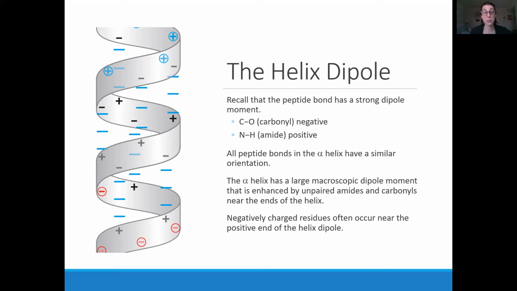That means that an alpha helix in total has a general positive end and a general negative end. And again, that's just because all the slightly positive and slightly negative polar groups, the carbonyl and the amide, end up being lined up. So you actually get these, again, polar whole structures of an alpha helix.